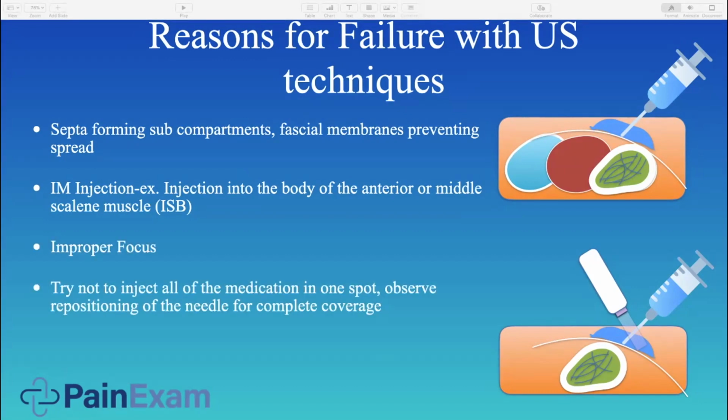You may not be doing your knobology, your focus may be incorrect or not clear. And maybe you're injecting all the local anesthetic in one spot and it's not completely anesthetizing the nerve.